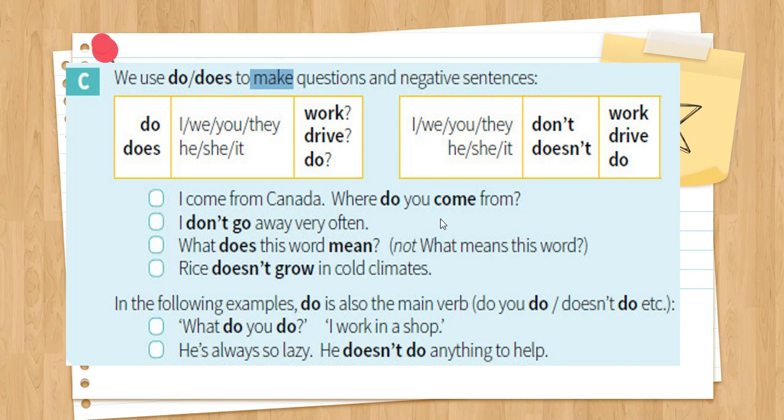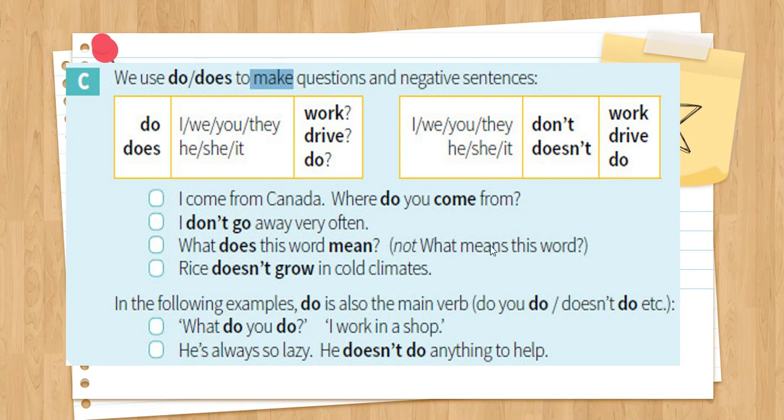Here we have some examples. I come from Canada. Where do you come from? In negative, I don't go away very often. What does this word mean? You can see here that in this question you are using the word what. What does this word mean?